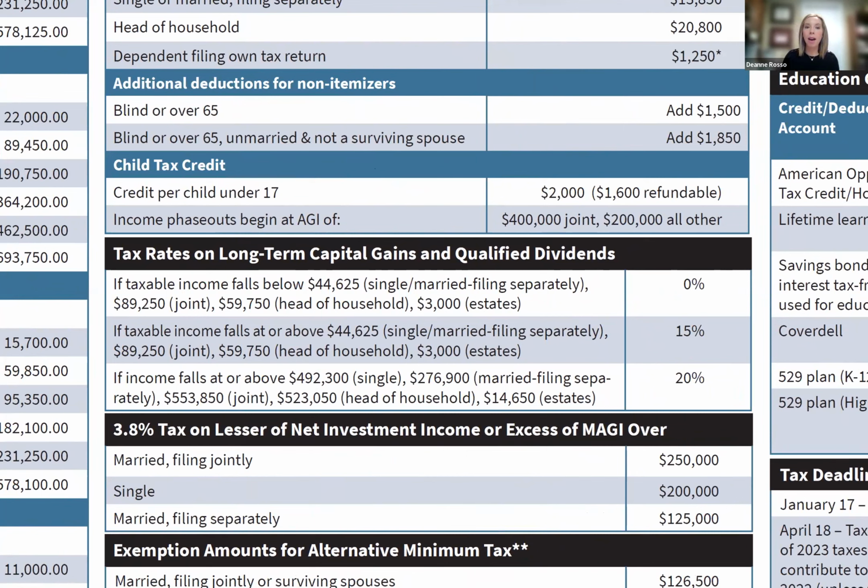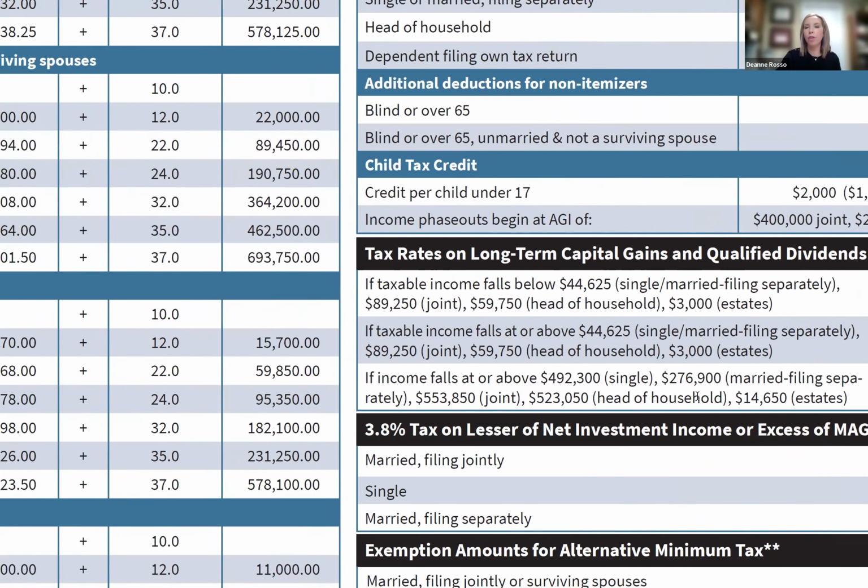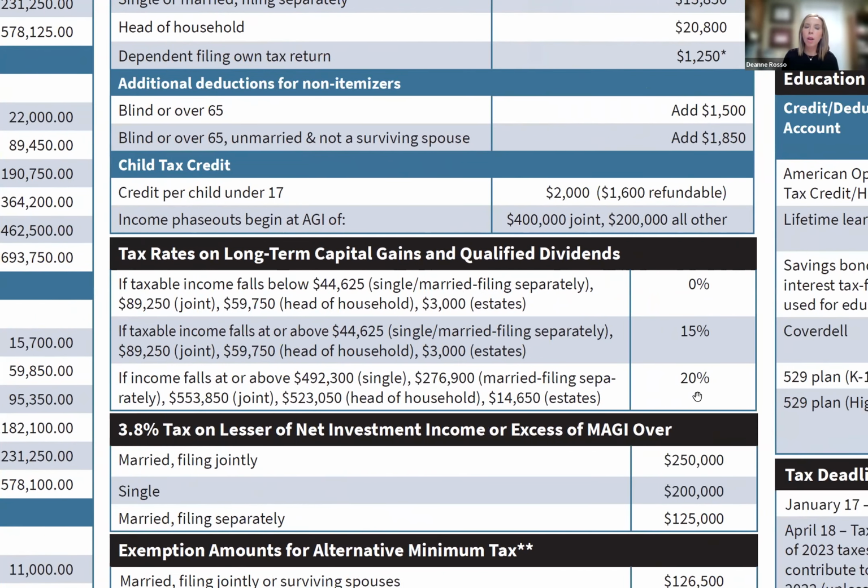And then worst case scenario, if you're a high income earner and your income is over $492,000 single or $553,000 joint, you still only pay 20% tax on capital gains and qualified dividends, even when your tax rate may be in the 35 or 37% range. So paying attention to how you're saving for retirement, or how you're just saving in general, and then how you take that income stream in retirement can really make a big difference when it comes to the tax rate you're paying on every dollar. And I'll talk a little bit more about that later.